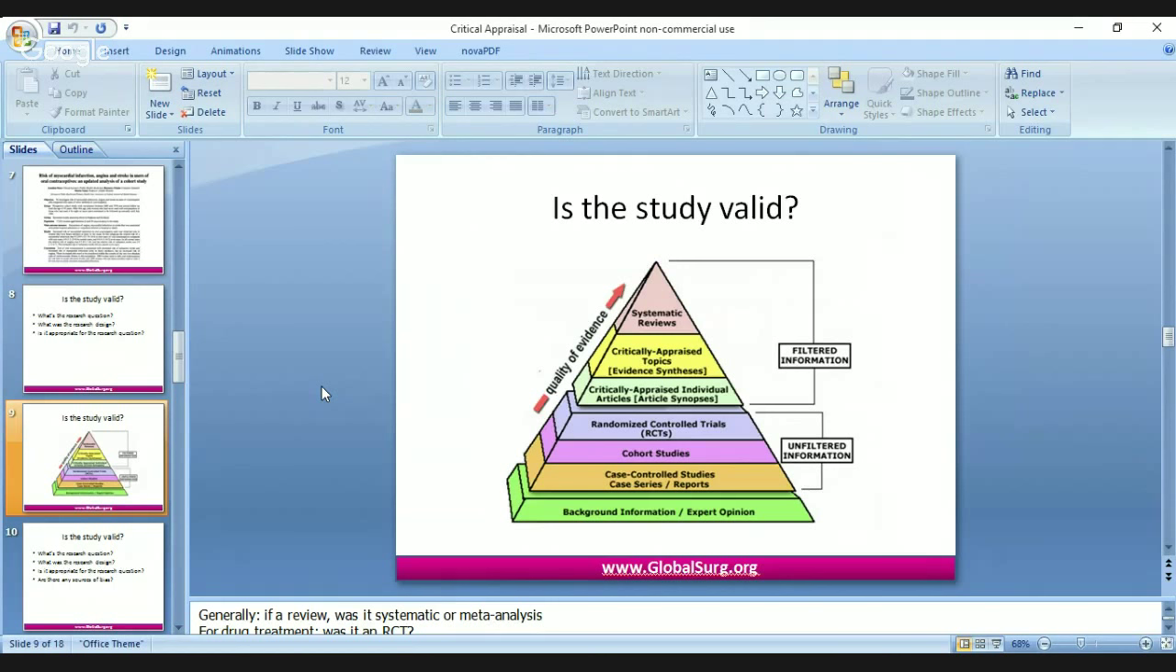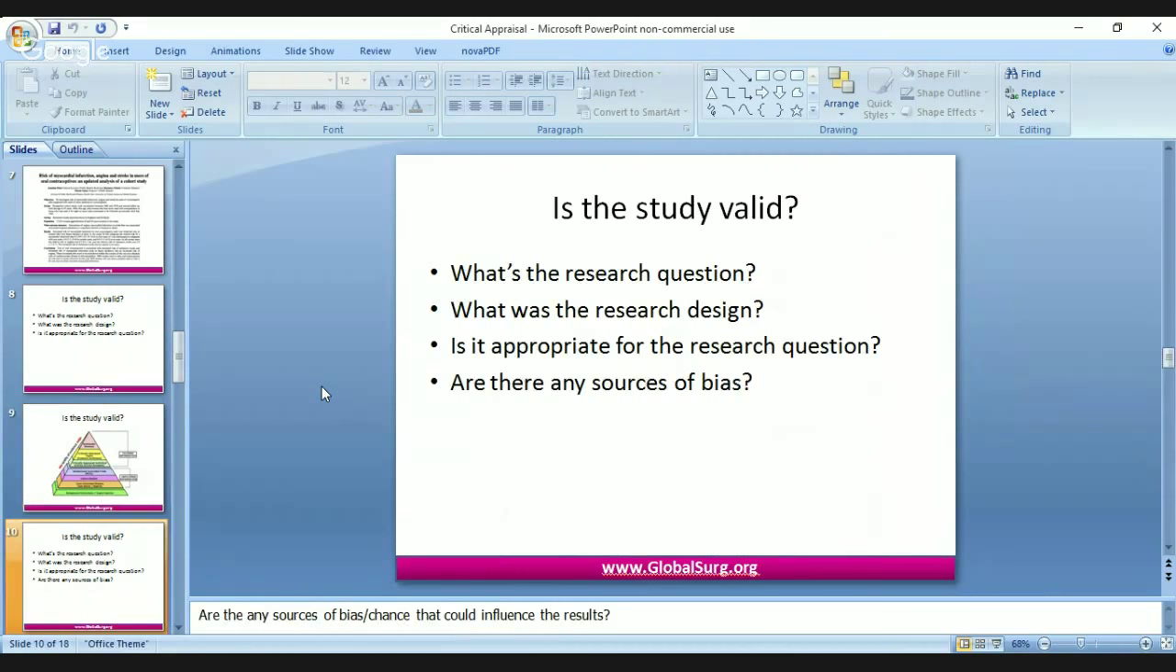And cohort studies are generally a good way of looking at prognosis and the effect of exposure over a long time. So overall, this is quite an appropriate study for the question we're trying to answer. The next step would be to look at whether there are any other sources of bias.